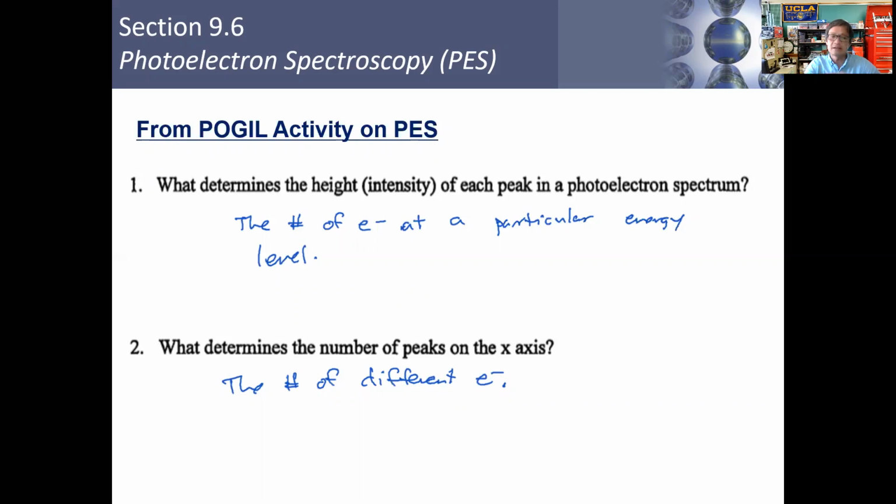But then the intensity, and the last thing I want to point out to you here, we talked about that the intensity, which represents the height of the peak, represents how many electrons we have at that particular energy level. So this is from our POGIL activity, and we want to be able to use this information in order to interpret the spectra that we'll see in just a moment. But you want to make sure that you keep these things in mind as we move forward.